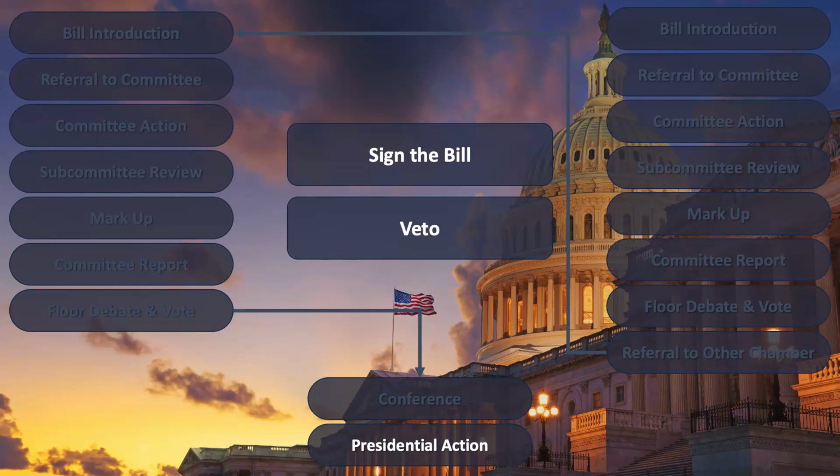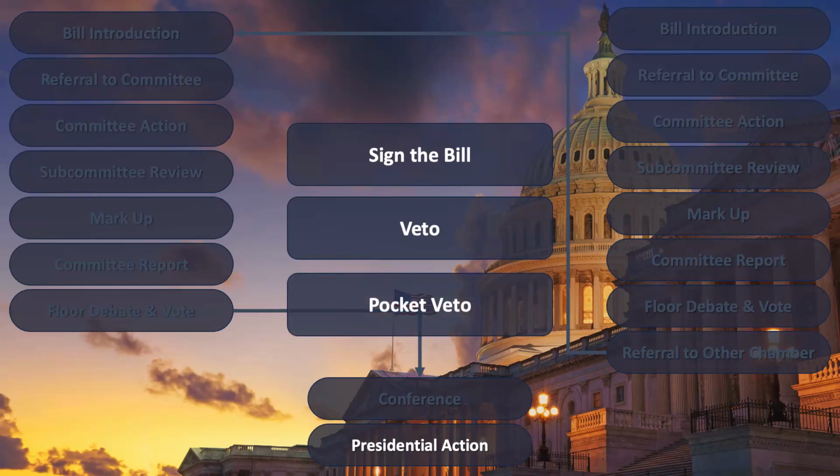Finally, the president can also decline to take action on the bill. The effect of inaction depends on whether or not Congress is still in session at the end of the 10-day period. If Congress is still in session, the bill becomes law without the president's signature. If Congress has adjourned, the legislation is defeated. This is usually described as a pocket veto.